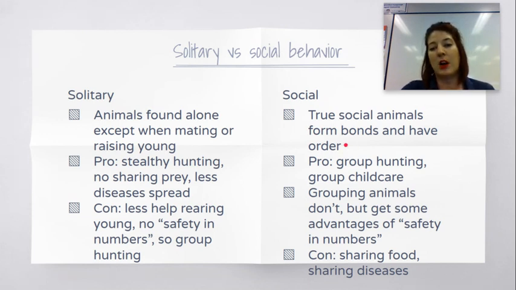There are animals that aren't necessarily truly social, but they group together, and they do get some of the advantages as well. So grouping animals, think about things like deer that will be in a herd, or fish that will swim in a group together. They get some of the advantages of safety in numbers. A con to being a social animal or a grouping animal is that you're going to be sharing more diseases, you're going to have to share food, and you're sharing responsibility of caring for young.